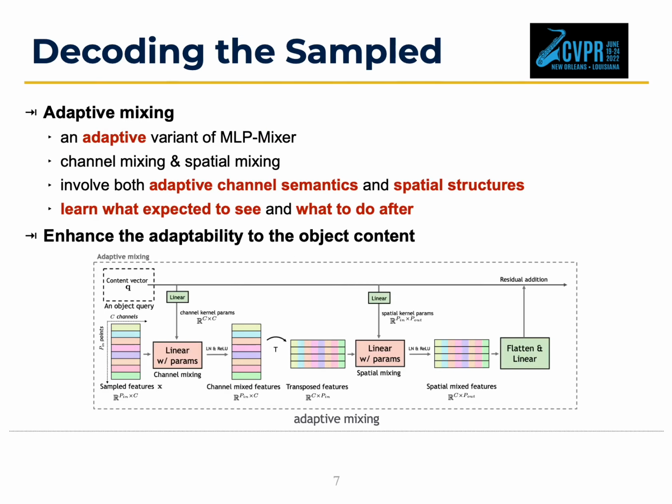Adaptive mixing is the second ingredient to make our cross-attention for a query decoding sampled features. It is an adaptive variant of the recent MLP-Mixer. Inside it, channel mixing and spatial mixing are applied to the sampled features, where kernel parameters are adaptively generated by the query itself. Adaptive mixing enables a query to learn what is expected to be seen and what to do after, given what it had perceived at previous stages. And then the adaptability to the object content is enhanced.